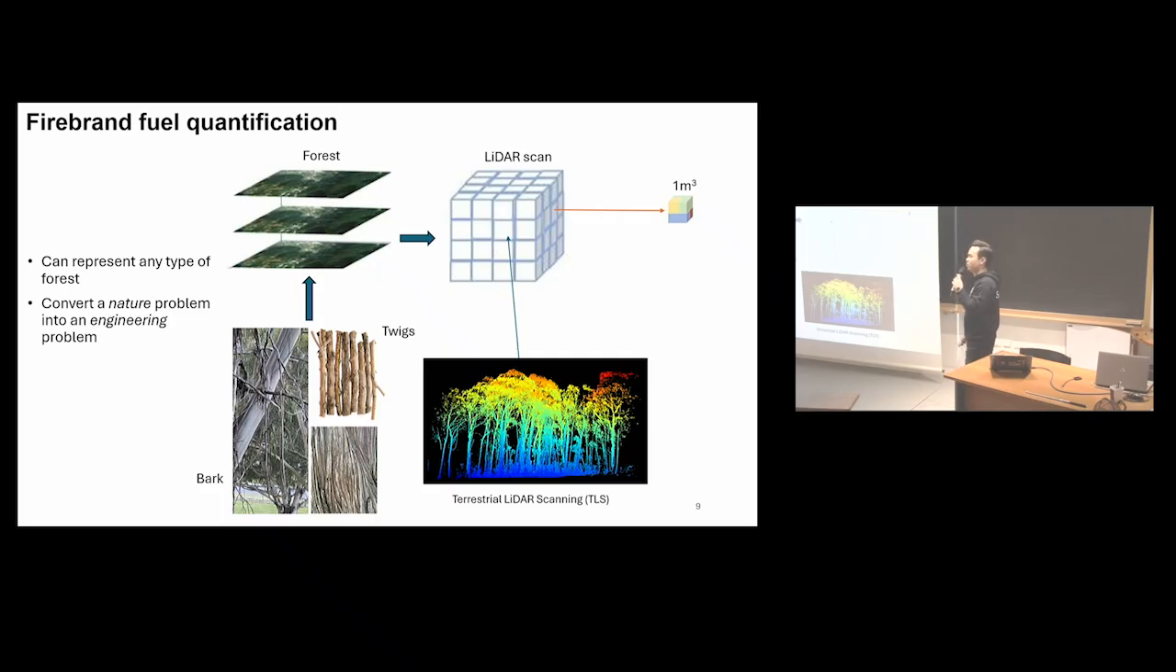The reason we want to quantify in 1 cubic meter is that if we can do that, we have the possibility to scale it up. Let's say a forest with a big volume: we have the 1 cubic meter, so we can scale it up and estimate how much fuel is in the forest.